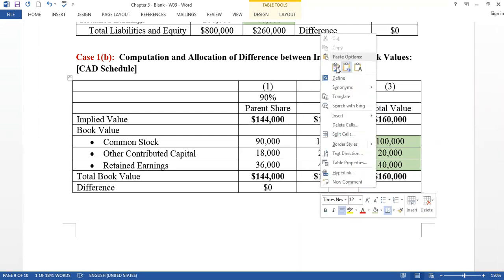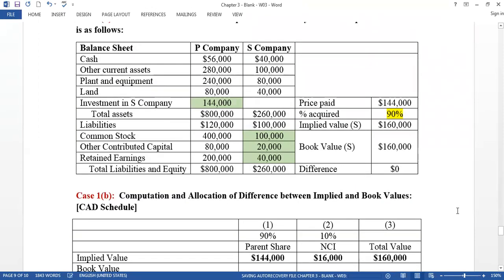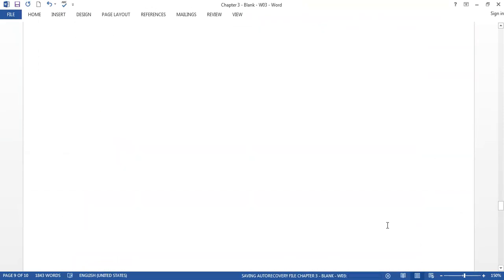We don't have any difference, but if we have a difference, we have to eliminate the difference and allocate it somewhere, either to an asset or a liability. So again, this is an easy question. So case 1, we did not have any NCI.